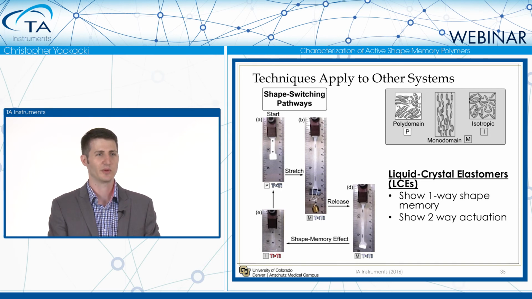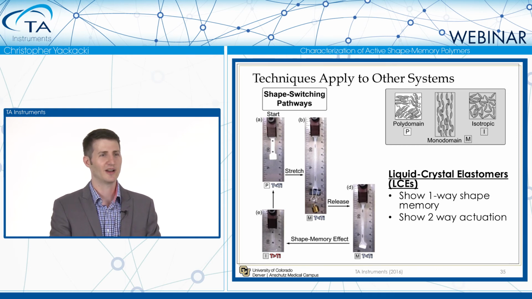So I showed a little pathway here where we start with our material. In this case, it's not like the amorphous network. It actually has some liquid crystalline domains there. That's why it's white in the beginning. We can stretch it, we can release it, and you can see that we've imparted a new shape. And as we heat it up, it'll undergo the shape memory effect. So that's what we've been talking about today.